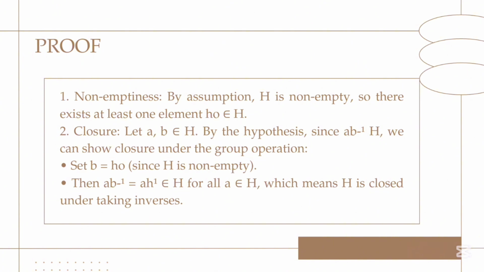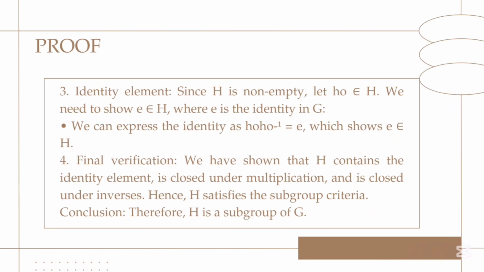And then the next is the identity element. Since H is non-empty, let h sub 0 be an element of H. We need to show e is an element of H, where e is the identity in G. So we have now established that H is non-empty, and we denote the element h sub 0 that we previously identified as belonging to H. We need to show that the identity element e of the group G is also an element of H. We can express the identity element as e equals h sub 0 times h sub 0 raised to -1. Since both h sub 0 and h sub 0 raised to -1 are elements of H, their product must also be in H. Hence, e is an element of H.